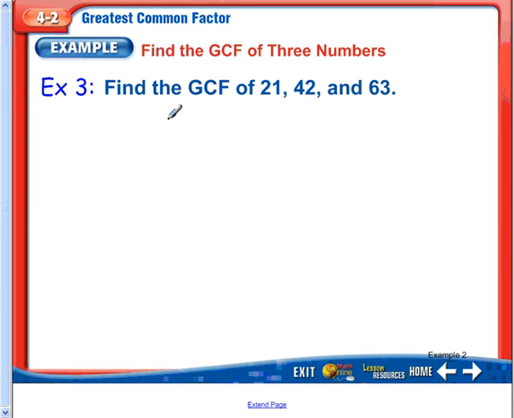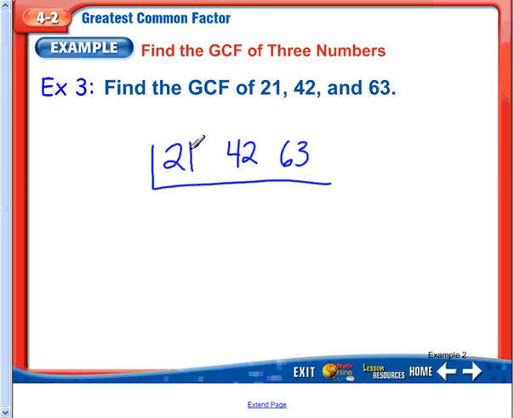To find the greatest common factor of more than two numbers, I'll do the same thing: 21, 42, and 63. The L method works because I am finding common factors on the left-hand side, and I'll use those common factors to multiply together to find the greatest common factor. So what number can go into 21, 42, and 63?